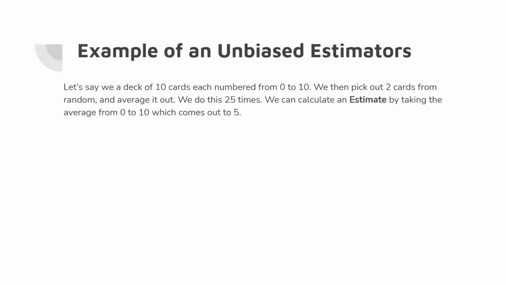An example of an unbiased estimator. So let's say we have a deck of 10 cards and each of the cards is numbered from 0 to 10. We would then pick 2 cards out of the deck at random and average them. And we do this 25 times. We can calculate an estimate by taking the average from 0 to 10, which comes out to 5.